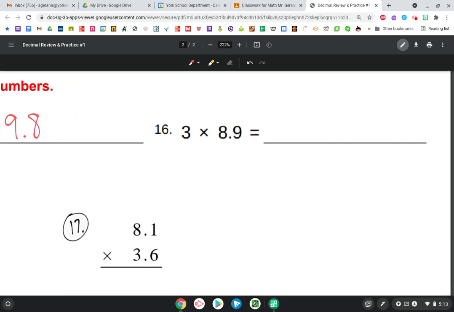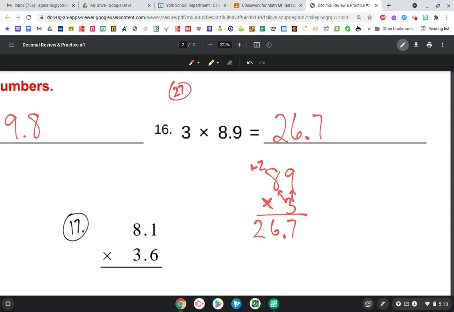Here we have 3 times 8.9 in number 16. 8.9 is close to 9. 3 times 9 is 27. So when we're done, our answer should be close to our ballpark estimate, 27. Let's multiply as if the decimal isn't there for now. Here we go. 3 times 9 is 27. Carry the 2. 3 times 8 is 24, plus 2 is 26. Where can we put the decimal? In 267 so that the answer is close to 27. You got it, right between the 6 and the 7. So our final product is 26 and 7/10.